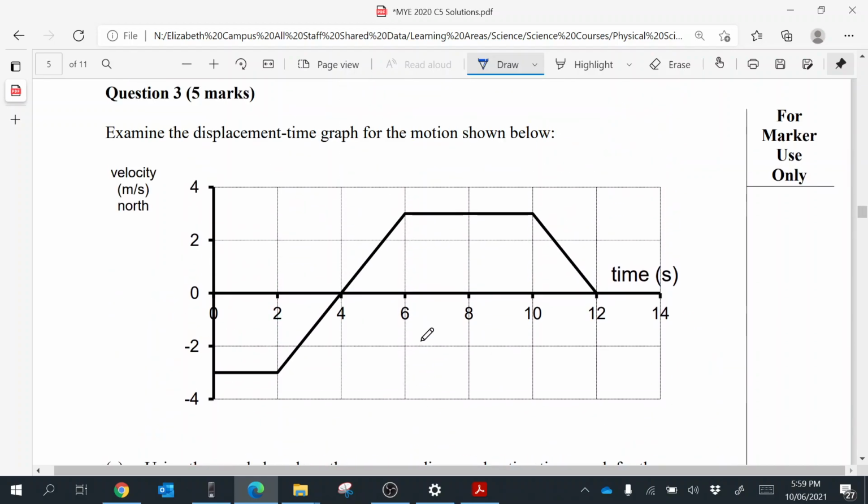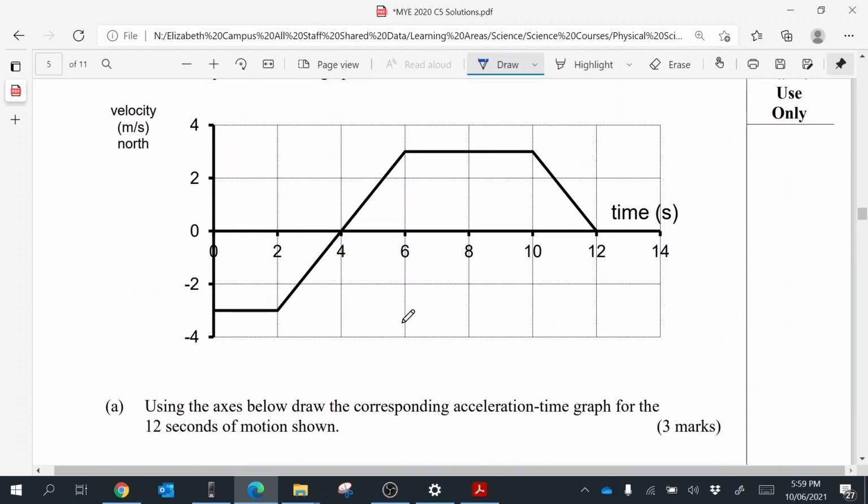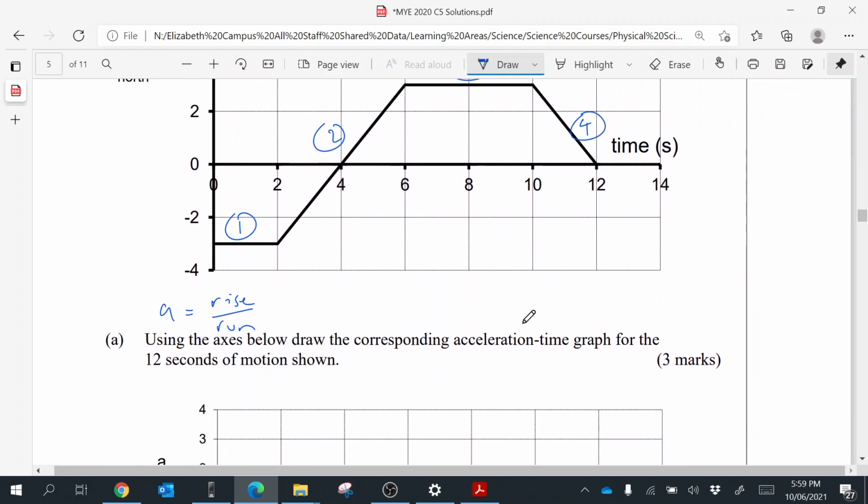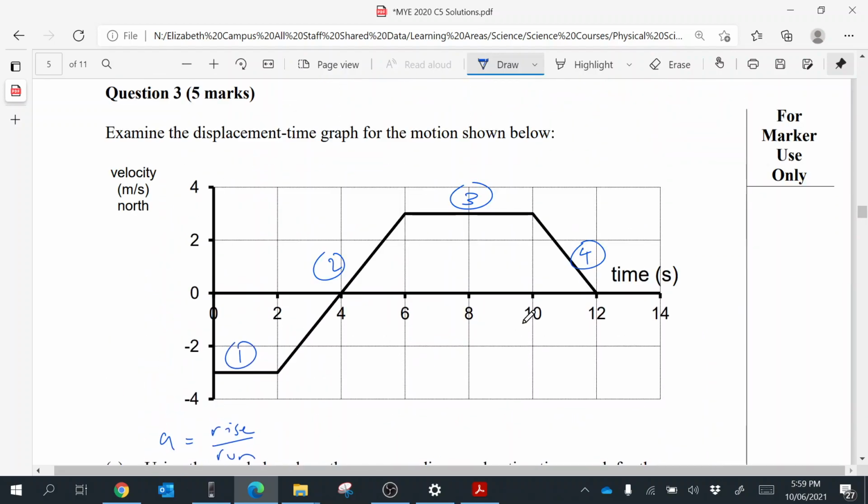Okay, so for velocity versus time, the acceleration is equal to the rise over run. So a equals rise over run in this case. If that's 1, this will be 2, this will be 3, and this one will be 4. And often we just like to do them over the side here. So for 1, a is equal to 0 because it's a flat line.